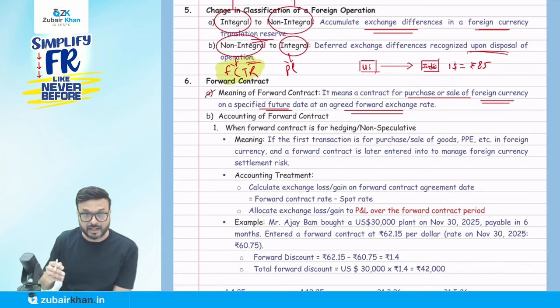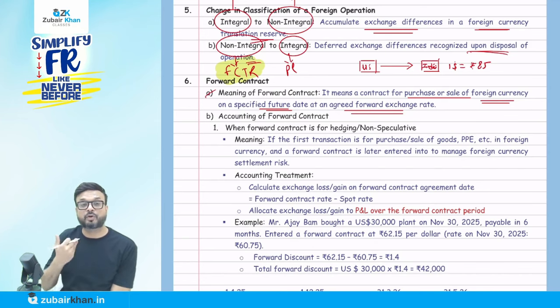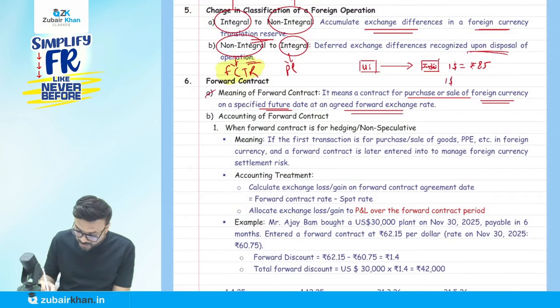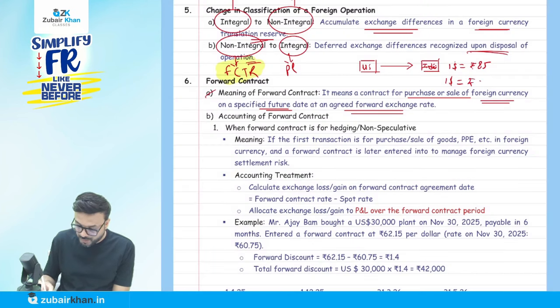Now I'm going to pay them after 4 months. So after 4 months, I still have to pay $1,000 only. But I don't know what the exchange rate will be after 4 months. So I go to the bank and tell them I want to fix this foreign exchange. I say I will pay you 86 for $1. I fix this amount. This is the forward contract.